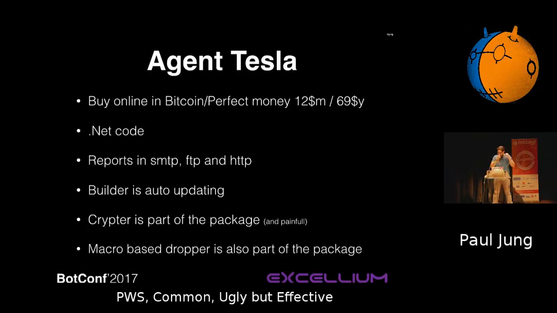So it's also a .NET one. It could report by SMTP, HTTP, FTP. And another funny thing, the builder is auto-updating. So the builder contacts the Agent Tesla website and asks for updates. The crypter is part of the package. We will see that it's a better crypter than others. And if you buy the full package, you have an option to directly create the Office document with the Agent Tesla inside.